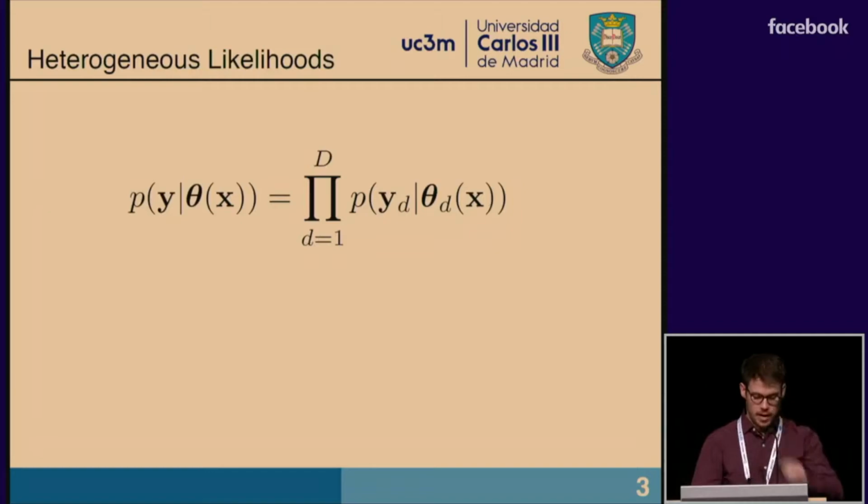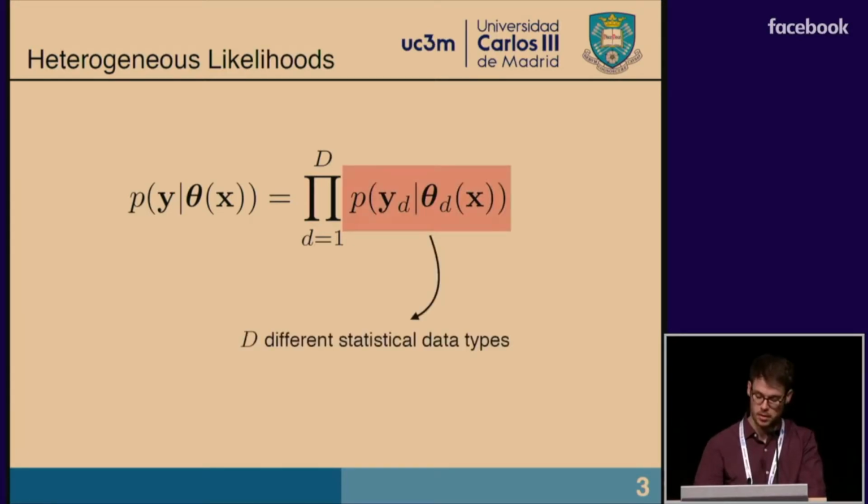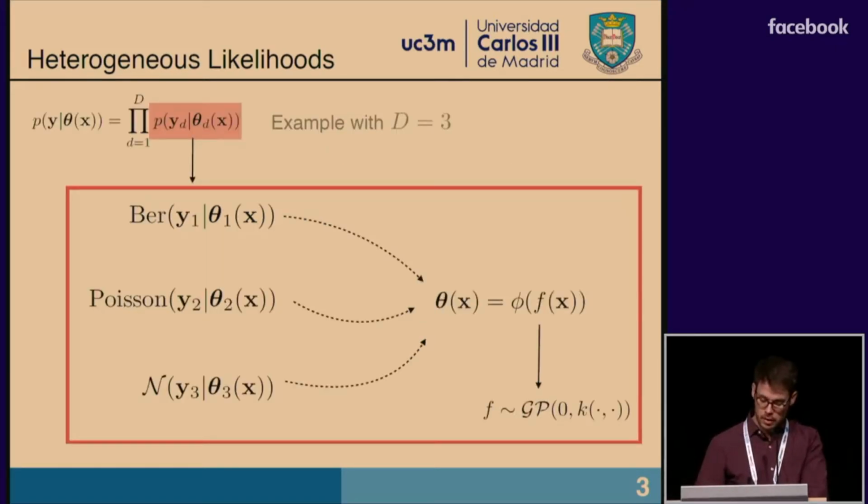I begin by defining the heterogeneous likelihood in our model, which we assume is a product of the different likelihoods, each one belonging to a different statistical data type. Each likelihood has its own parameters, and in the Gaussian process literature, this is usually assumed to be a nonlinear mapping of a function f that comes from a GP prior.